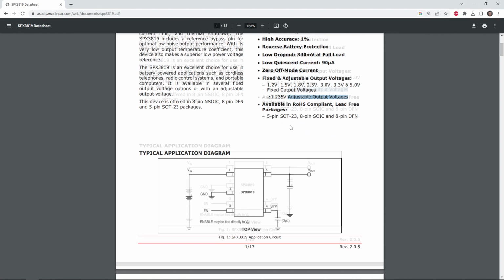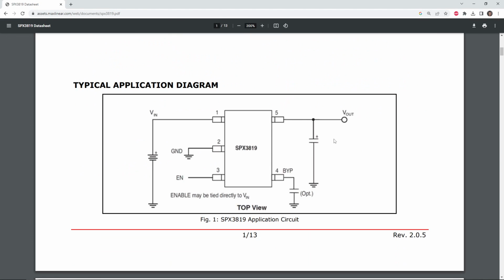In any case, scrolling down, looking at the typical application diagram, you can see how easy to use these parts are. They haven't drawn in the input capacitor here, but we do typically need one. But we have an input voltage, input and output capacitors, a ground connection, and that's usually it. This particular device might have an enable signal, where we can turn the device on and off with a logic level signal.